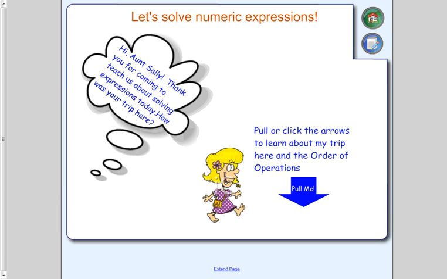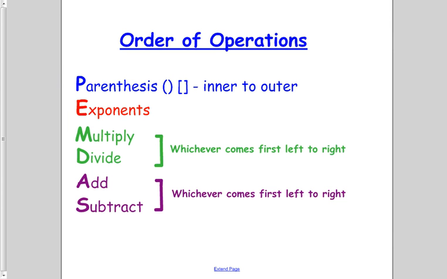All right, so this is my Aunt Sally. She's going to be walking through a problem, and she's going to help us learn the order of operations today. Would you please go ahead and add this to your note section? So you're going to need to pause the video, and I would like you to copy this in the notes section of your lesson sheet, please.